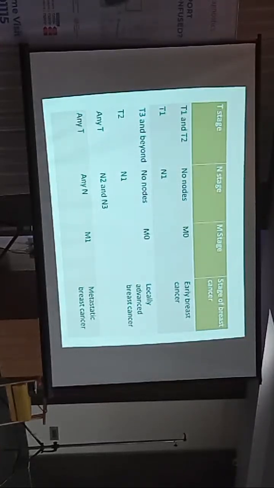Only those patients whose tumor size is less than 2 centimeters with a palpable axillary node will be early. Apart from that, everybody will be a locally advanced breast cancer. And patients with no axillary nodes and tumor less than 5 centimeters will be early breast cancer. This is a simple rule with which you can actually remember the staging, whether it is early, locally advanced, or metastatic.